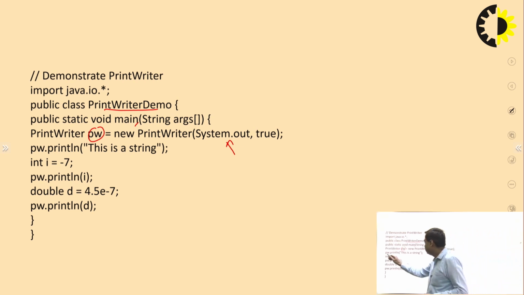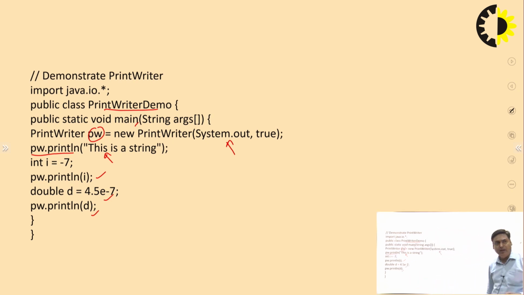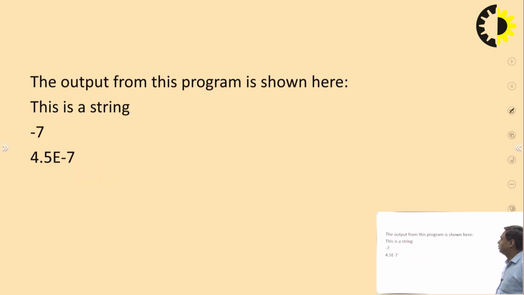Now, we are using pw.println and just giving a message, this is a string, and then we have taken an integer value, it will display the integer value also. We have taken the float value, it will display the float value. So, we have an object and we are just displaying different types of values with the help of the character stream object, which is of type PrintWriter. So, this is the output of the program.